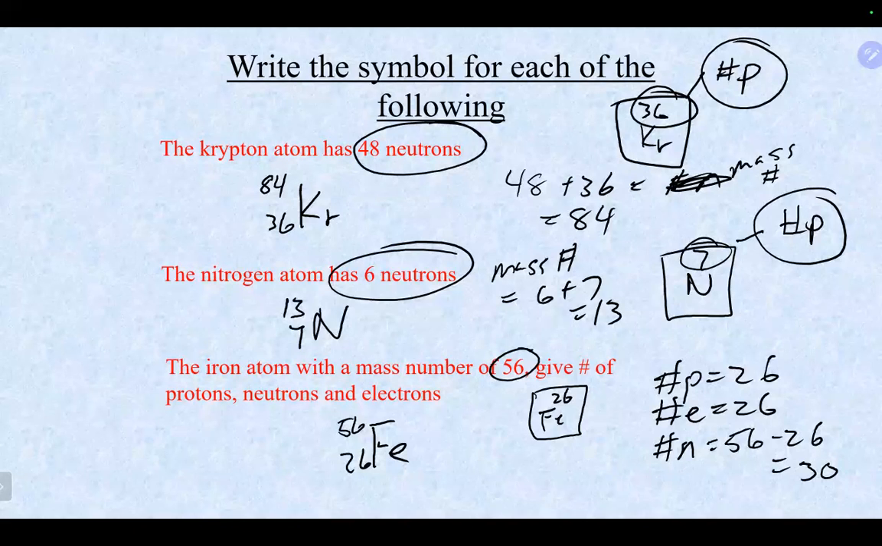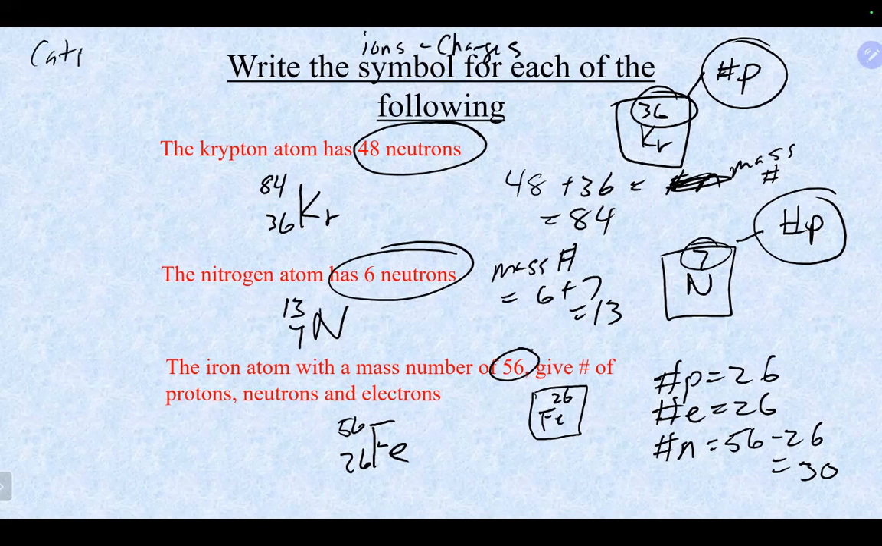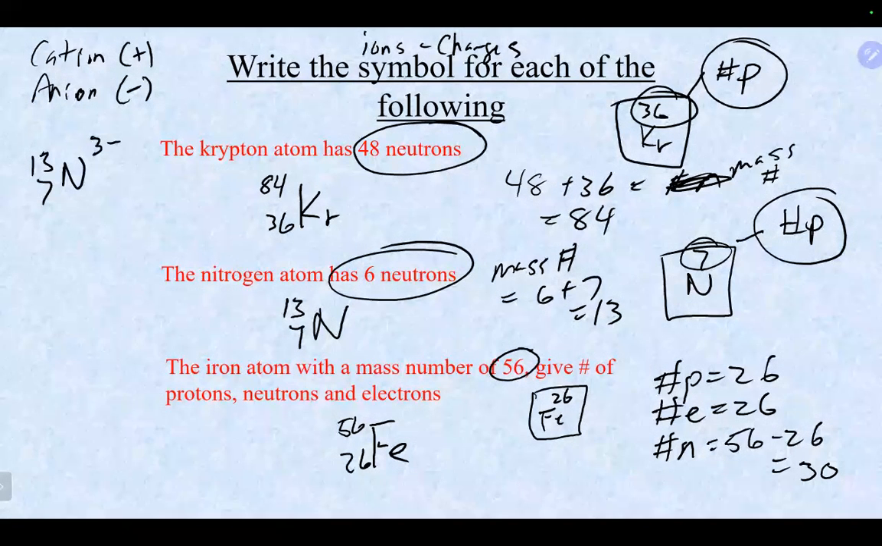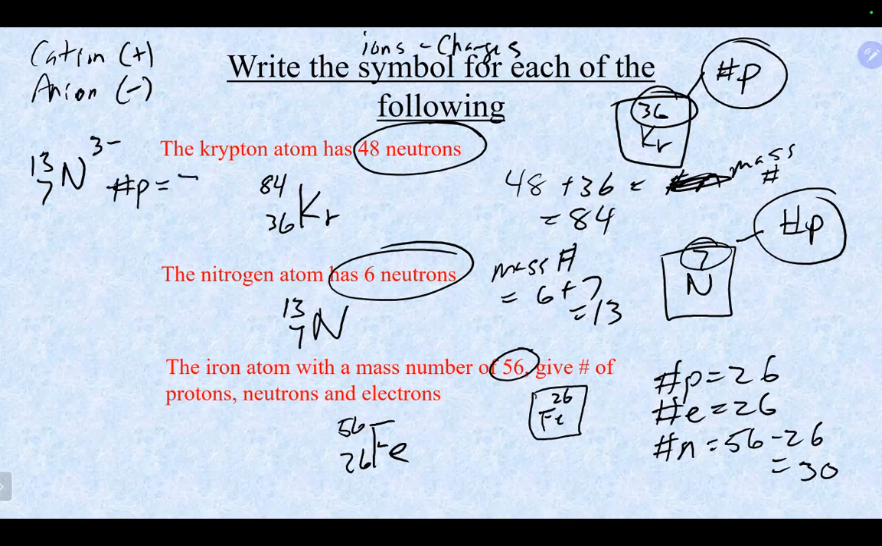Now, what if something did have a charge? Remember, things with charges are ions. And there's really 2 types of ions. There are cations, which are positively charged, and there are anions, which are negatively charged. So for example, if we took our nitrogen there and we have the same sort of setup, but instead of it being neutral, it had a -3 charge. One thing that we would know for sure is because it is still nitrogen, it still has the same atomic number, which means the number of protons here would be 7.